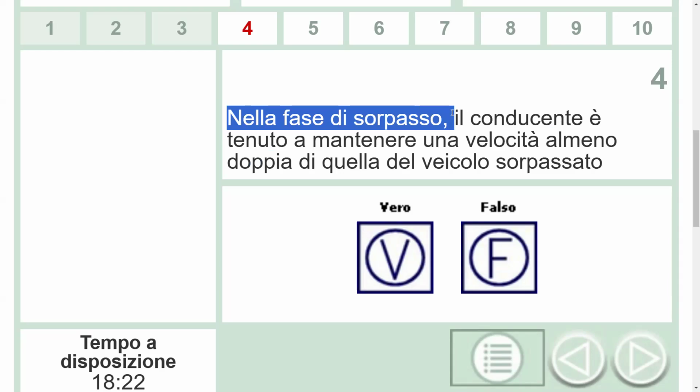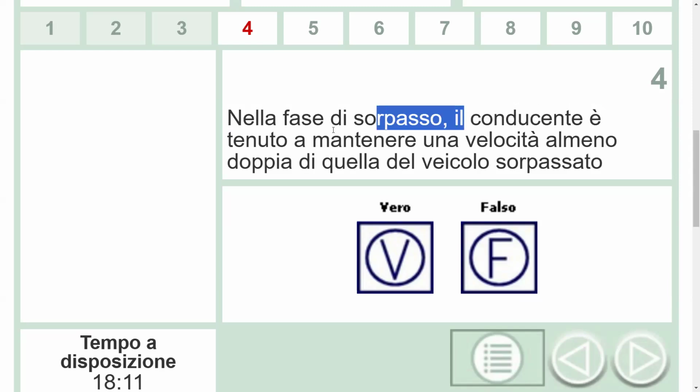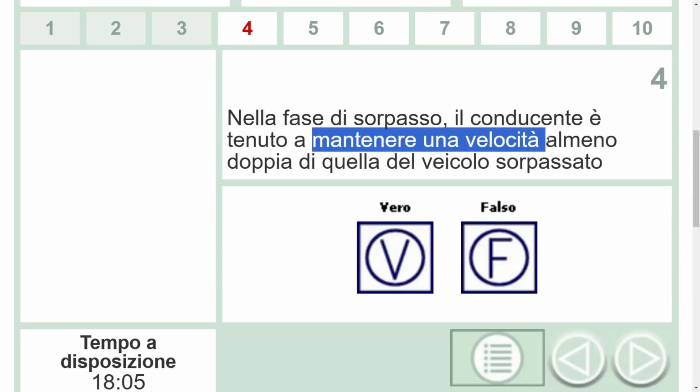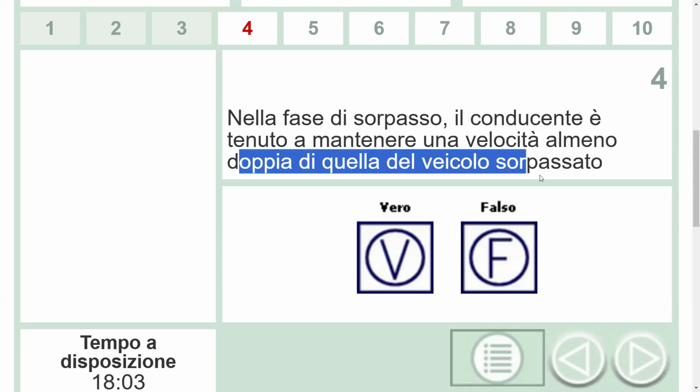Nella fase di sorpasso, in the phase of overtaking. Remember, first I made you acquainted with the three phases of overtaking: avvicinamento, sorpasso, and rientro. Il conducente è tenuto, once again the driver, tenuto means it is his duty, a mantenere una velocità, to maintain a velocity, at least doppia di quella del veicolo sorpassato. That means to overtake a vehicle, you must have double the speed. No. I keep repeating, if the guy ahead of you is driving 100, then you would have to drive 200 to overtake him, which is humiliating. You should not be doing it, and it's false. You don't have to have double speed. Definitely a speed faster than him, but not double.